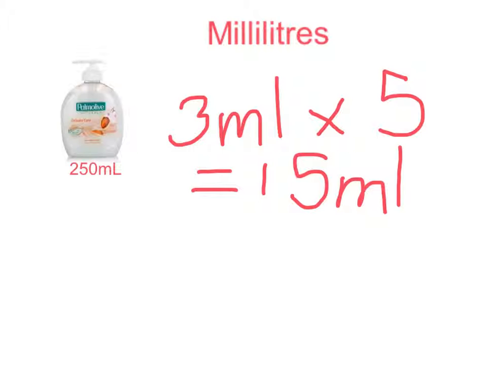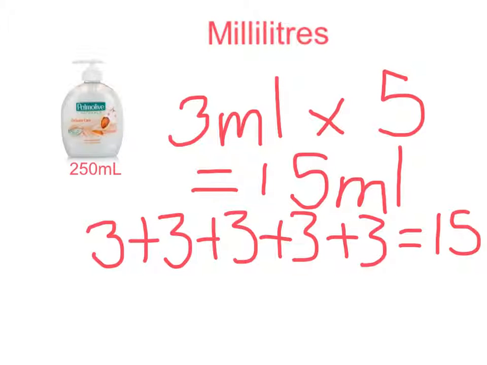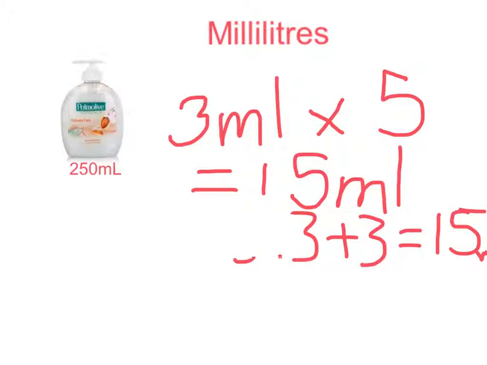Another way I could have figured that out is called repeated addition. So I could have said 3 plus 3 plus 3 plus 3 plus 3, which equals 15 as well. Alright, so we know that the family will use 15 milliliters of hand soap to wash their hands.